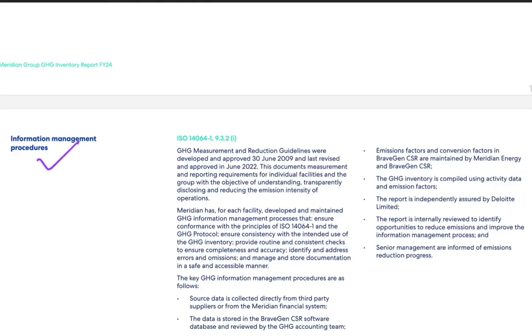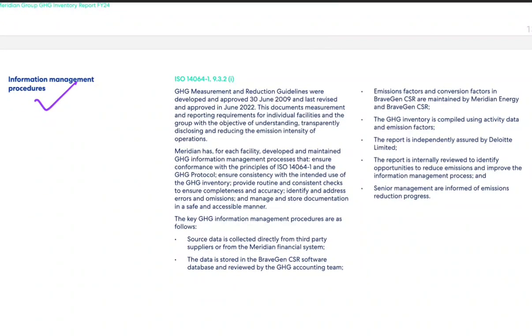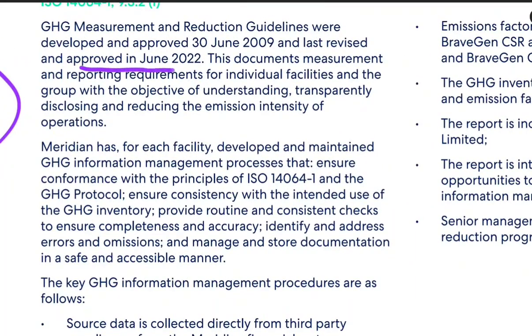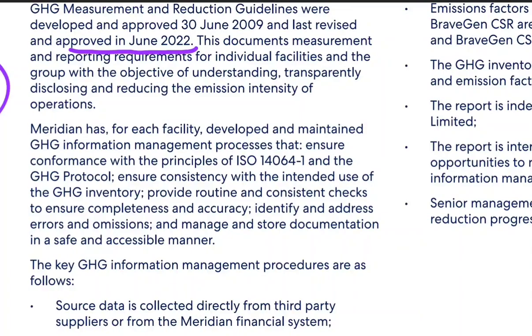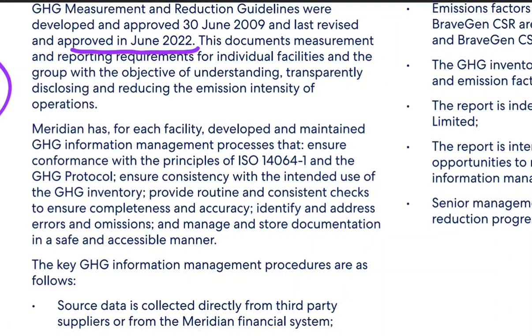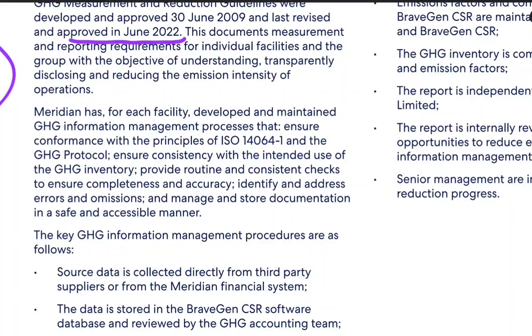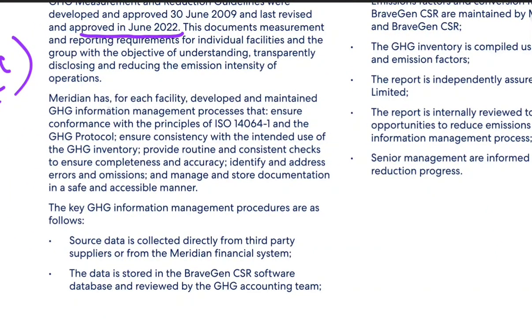Then information management procedures, how they manage the data related to GHG emissions as per ISO 14064 9.3.2. So you see how wonderfully it maps to ISO 14064. In this report, you see GHG measurement and reduction guidelines were developed and approved on 30 June 2009, last revised and approved in June 2022. This document covers measurement and reporting requirements for individual facilities and the group, and for each facility, it is developed and maintained according to ISO 14064.